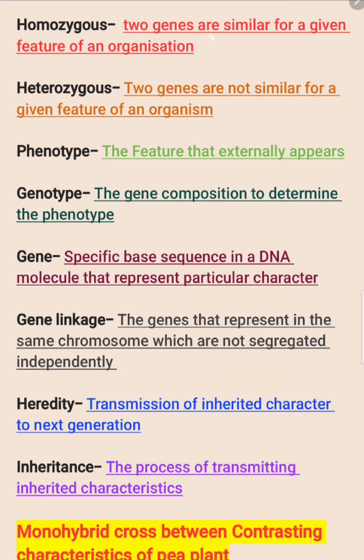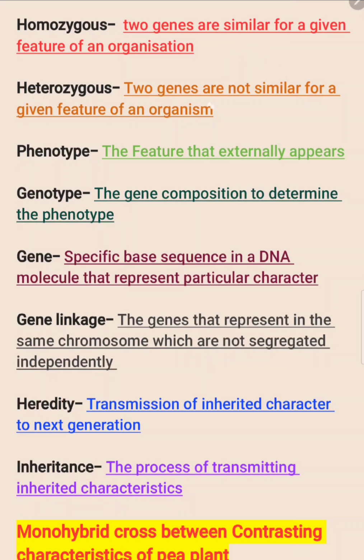The next one is homozygous. Homozygous means two genes are similar for a given feature of an organism. You know, we have genes corresponding to our features. For every character, there are two genes in our DNA molecule. If they are similar, it is called homozygous. For example, capital R capital R, or simple r simple r.